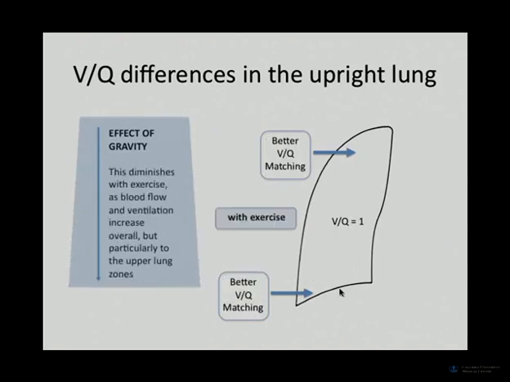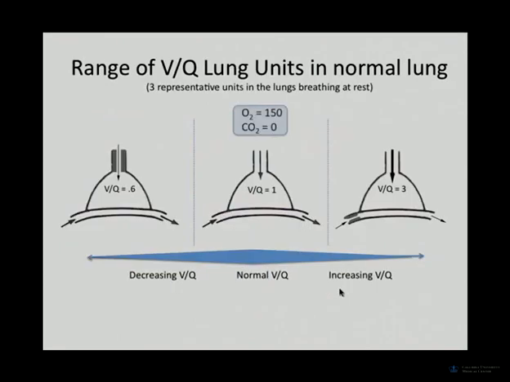Okay. Just understand that this VQ mismatch, I'll toss that word out now, this arrangement in which some of the units are performing with high VQs and some with low VQs, actually goes away to a large extent when you exercise. But let's ignore that, and we're going to talk specifically about the lungs at rest for the remainder of the lecture. So let's think of those 3 regions and plot them out in 3 different lung units.